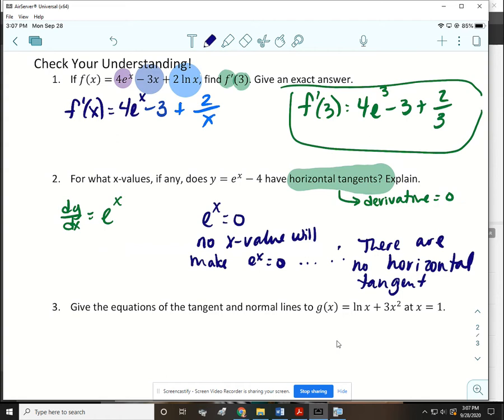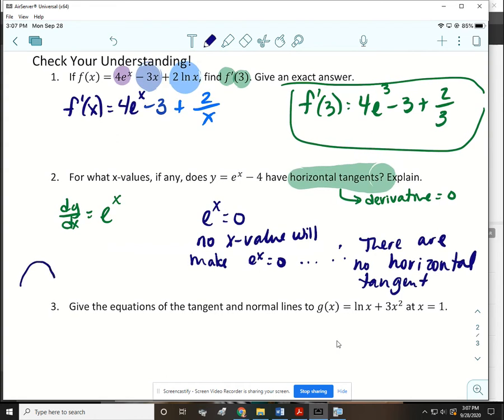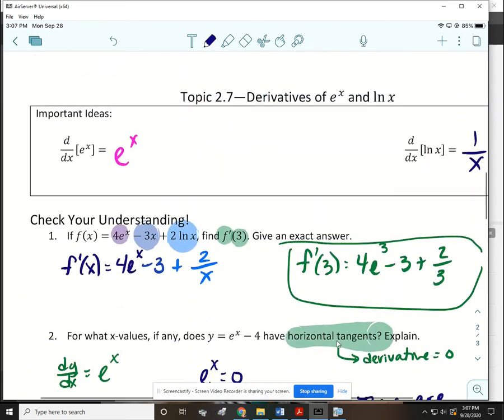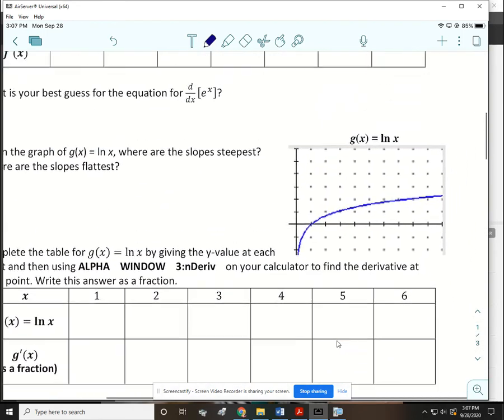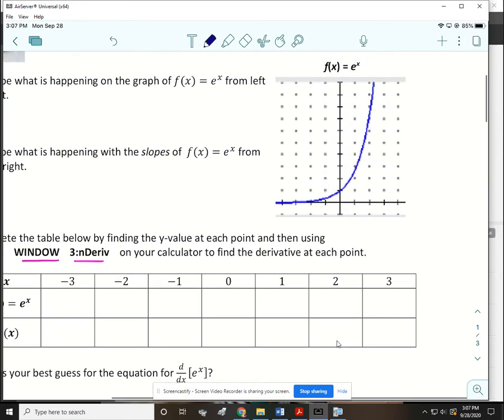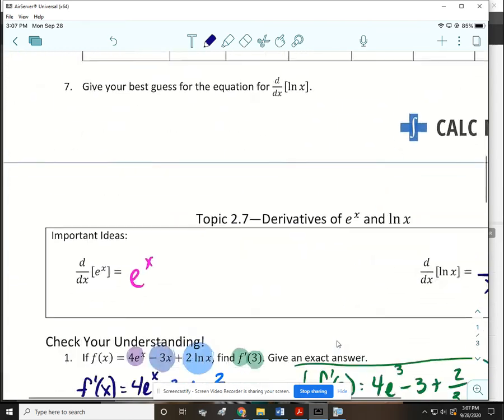Horizontal tangents occur at the top of a mountain or the bottom of a valley. If you don't have mountains or valleys, then you don't have horizontal tangents. If we look at e to the x, e to the x minus 4 is taking the e to the x graph and moving it down 4 units. We don't have hills and valleys, so it's not going to happen.